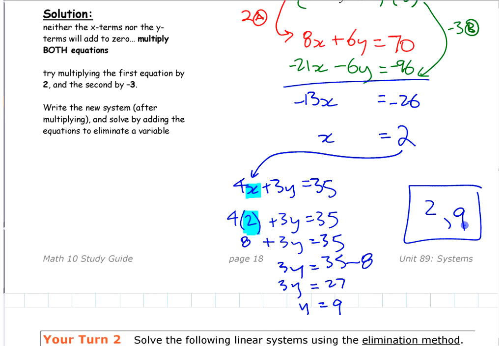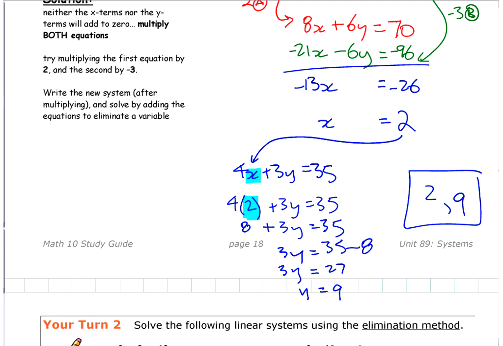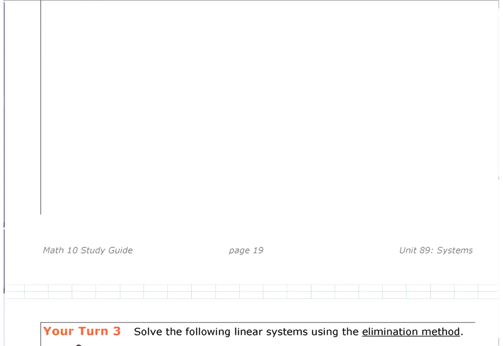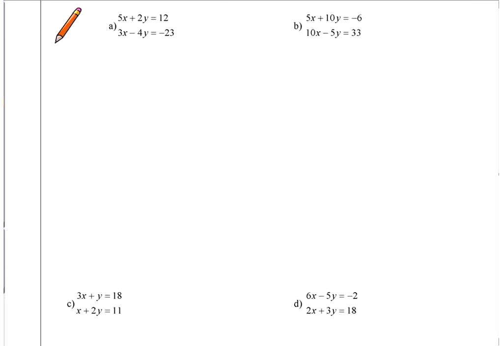That's elimination. Okay, that's that other method, the second of your two algebraic methods. It involves multiplying one or both of them and then adding them. Sometimes you have to multiply by a negative number. The other stuff that's in here is just quickly getting some practice at doing this. Okay?